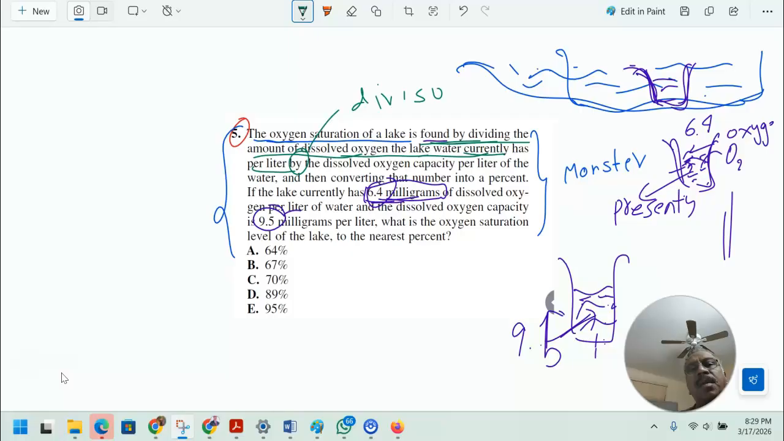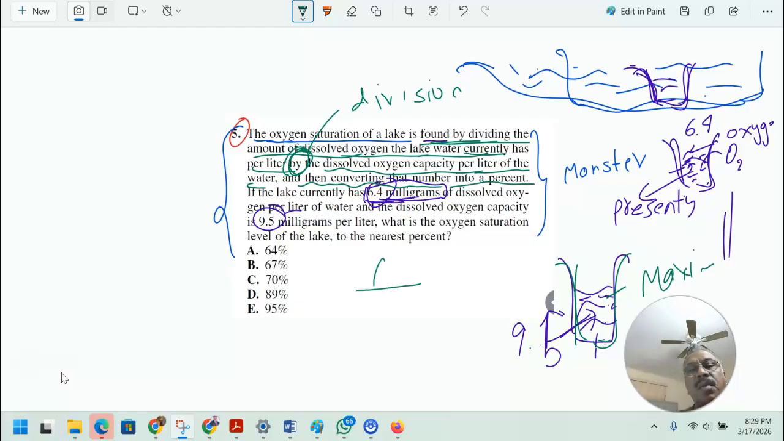Okay? This is my main word here: the dissolved oxygen capacity per liter. This is the maximum capacity per liter of the water, and then converting that number into a percentage. So all you do is take the ratio of 6.4. That means at present every liter has 6.4 milligrams of oxygen dissolved, and then divide by 9.5.